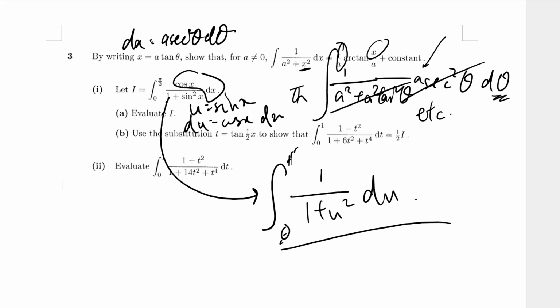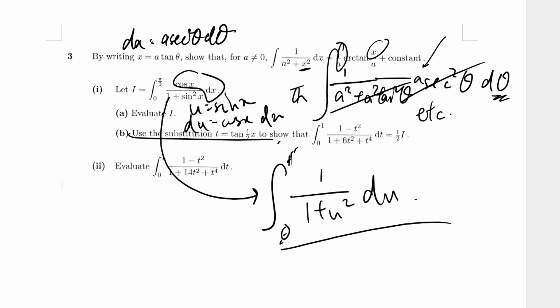So, part B. Use the substitution t equals tan half x to show that the integral from 0 to 1 of 1 minus t squared over 1 plus 6t squared plus t to the 4 dt equals a half I. Okay, to be fair, if they didn't give the t equals tan half x substitution, this might be a really tricky integral to evaluate. So that's why they told you this. It's actually quite a famous substitution. I think it's in the A-level Further Pure books, the optional modules for Edexcel. For other exam boards I'm not sure, but this is a really famous substitution.